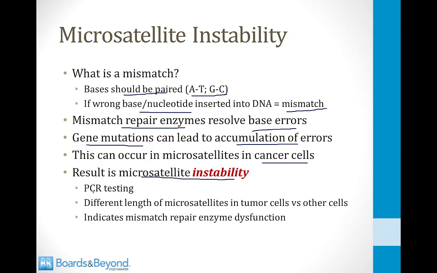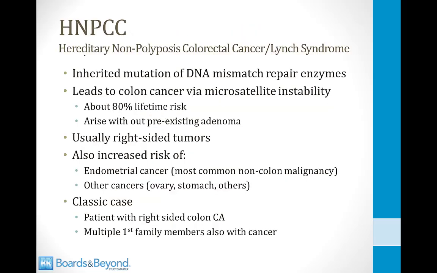You can detect this on PCR testing, and what you will find is different lengths of the microsatellites in tumor cells versus the other cells in the body. In other words, the microsatellites are no longer stable from one cell to another. And this indicates an error in the mismatch repair enzymes, and that is one pathway by which colon cancer can occur.